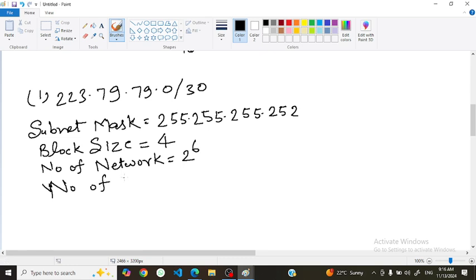And the IP addresses, the network ID is 223.79.79.0. What will be the number of valid hosts per network? 2 to the power 2 minus 2, that is 2.